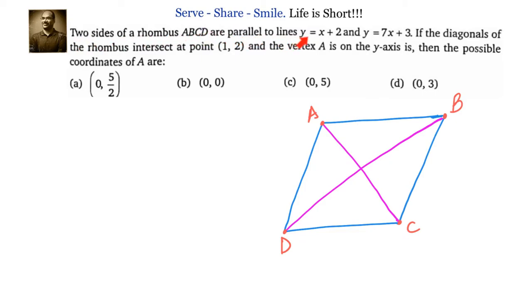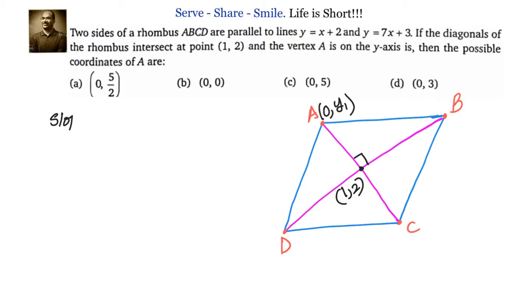Two sides of a rhombus ABCD are parallel to the lines y equals x plus 2 and y equals 7x plus 3. If the diagonals of the rhombus intersect at point (1, 2) and the vertex A is on the y-axis, then the possible coordinates of A are.